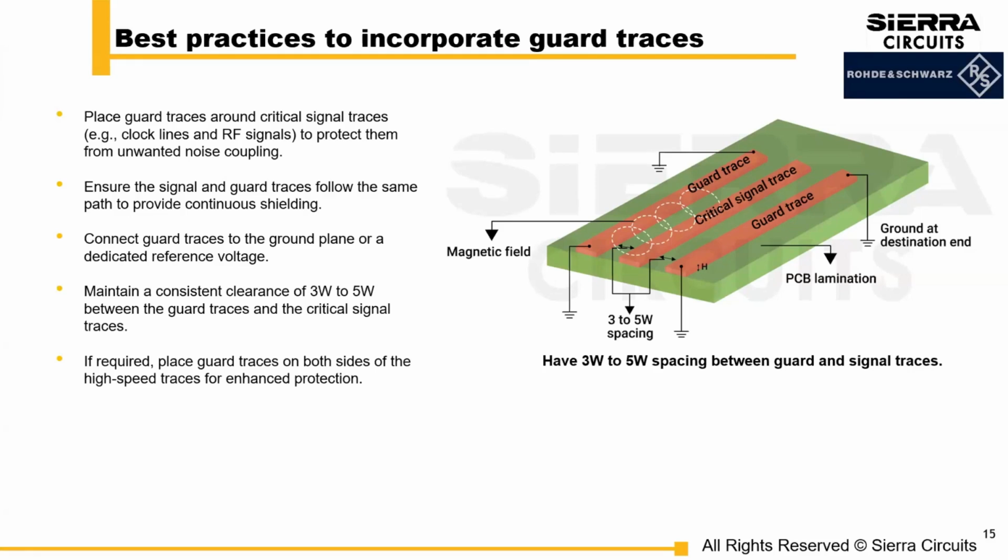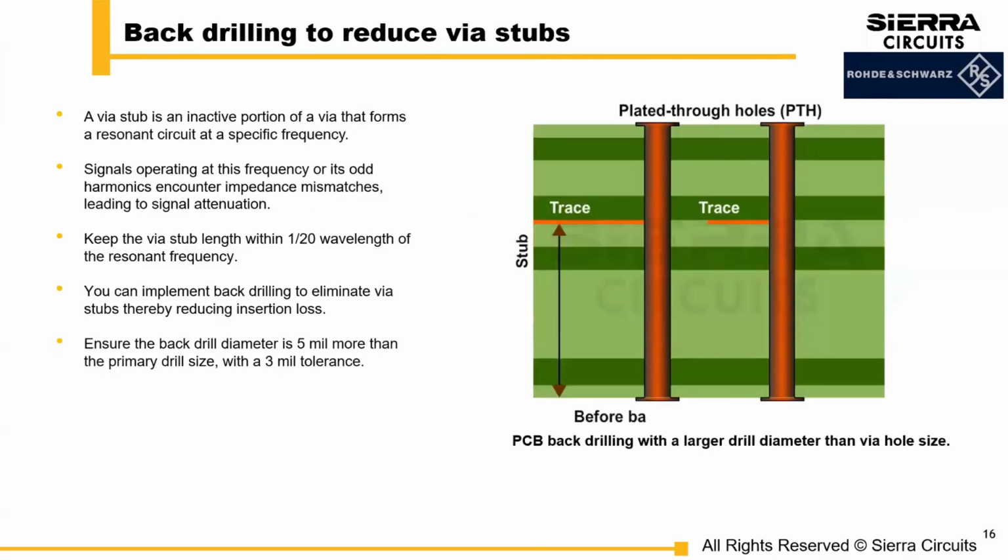And you want to keep a consistent distance if you can, 3W to 5W between the guard traces and the critical signal traces. Not always possible, but if you can, you should do that.